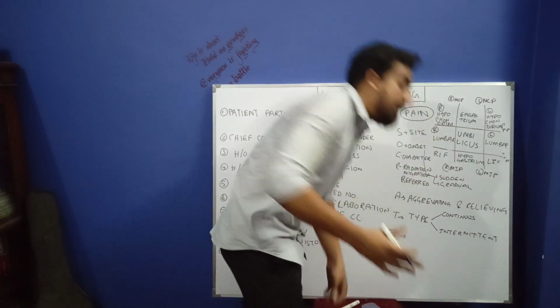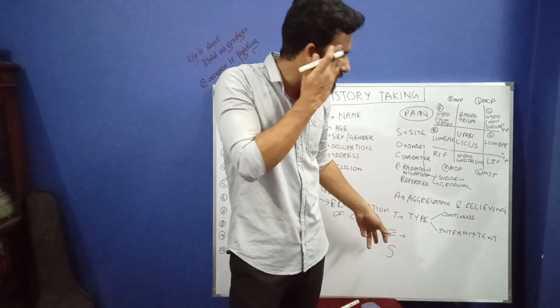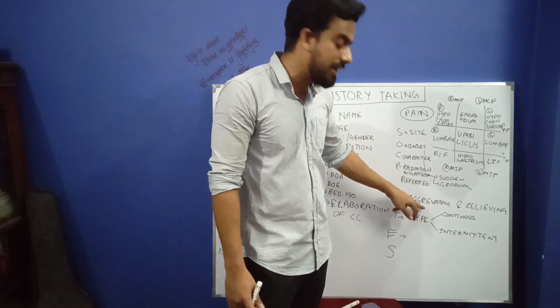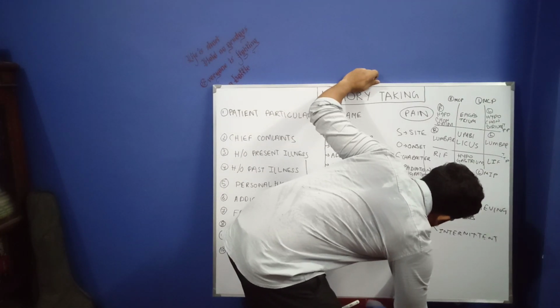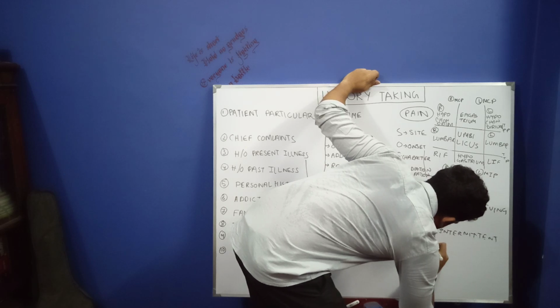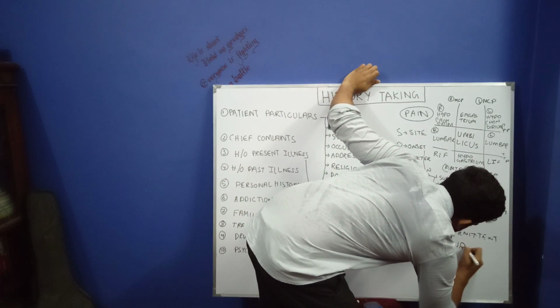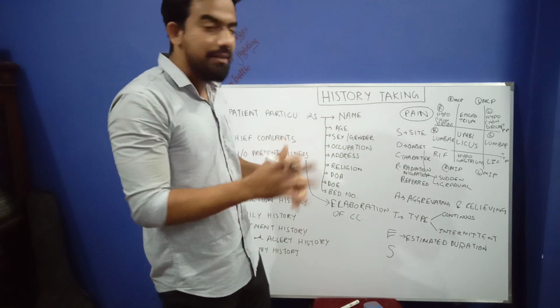For E, I prefer to write it differently from the original mnemonic of SOCRATES. E is exacerbating factor, but exacerbating factor we already covered as aggravating factors. So for E, I prefer to mention estimated duration. The duration for which the patient is having the pain.